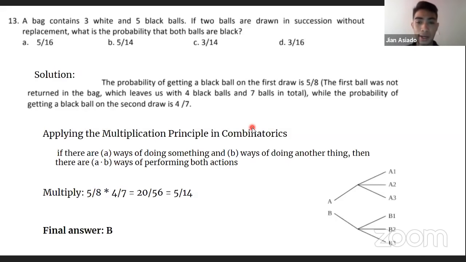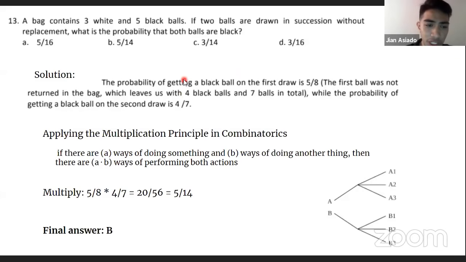Now, for the first try, ang tinatanong kasi is the probability of black, so black yung success natin. So the probability for the first draw is 5 over 8 since 5 yung black balls, and then 8 yung total. And then for the second try, we have 4 over 7 na lang, because na-draw na yung unang black ball, therefore mababawasan ng isa yung black ball and also the total. So it's 4 over 7.